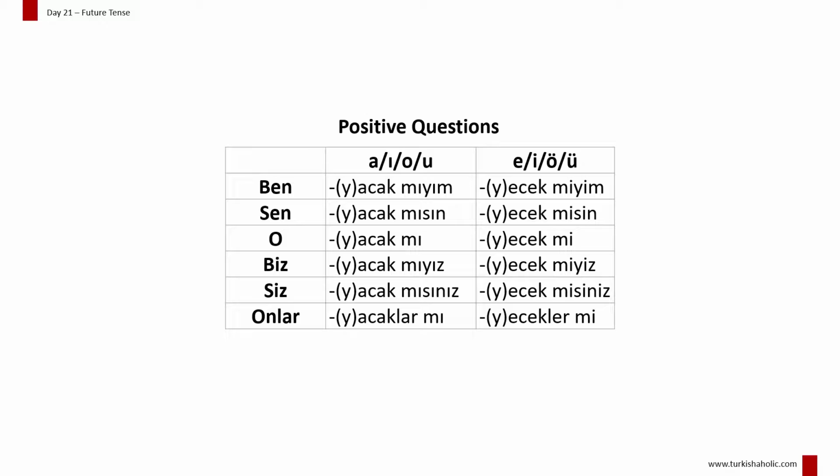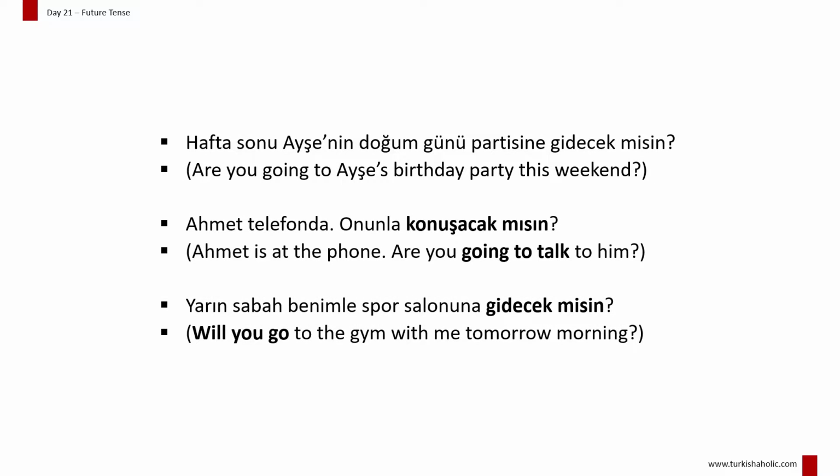Like in all other tenses, we make future tense questions by adding the mi question particle after the root of the verb conjugated with the ecek, acak suffix. We add the personal suffix after the question particle. Here are some example sentences. Hafta sonu Ayşe'nin doğum günü partisine gidecek misin? Ahmet telefonda. Onunla konuşacak mısın? Yarın sabah benimle spor salonuna gidecek misin?